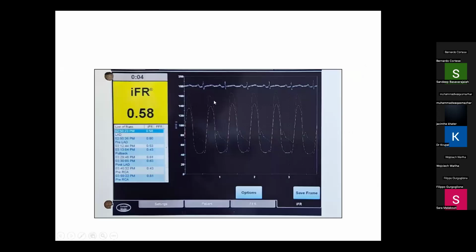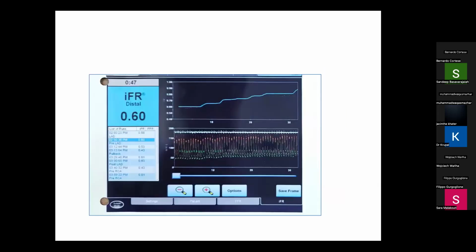This is the iFR actual result which we gave to the patient. This is the aortic pressure, and this is the distal pressure. Whenever it is positive, we can see ventricularization of the pressure waveforms. It is quite significantly positive, 0.58 only. And here we can see the pullback waveform.